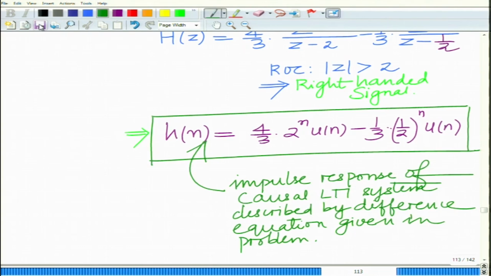All right. So, basically what we have seen in this problem is an LTI system described by a difference equation, how to find the transfer function from that, and how to invert the transfer function to find the impulse response, that is the response of the LTI system to an impulse. All right. So, we will stop here and look at other aspects in the subsequent modules.